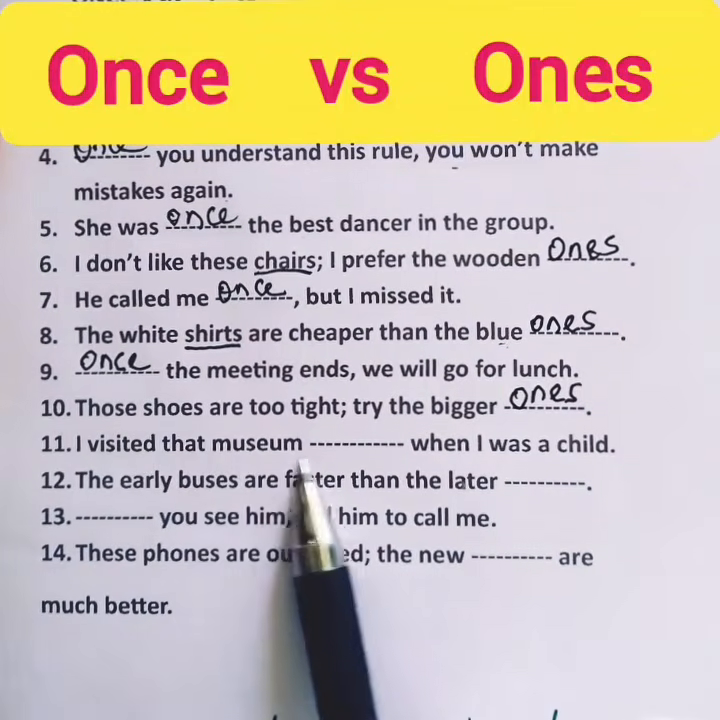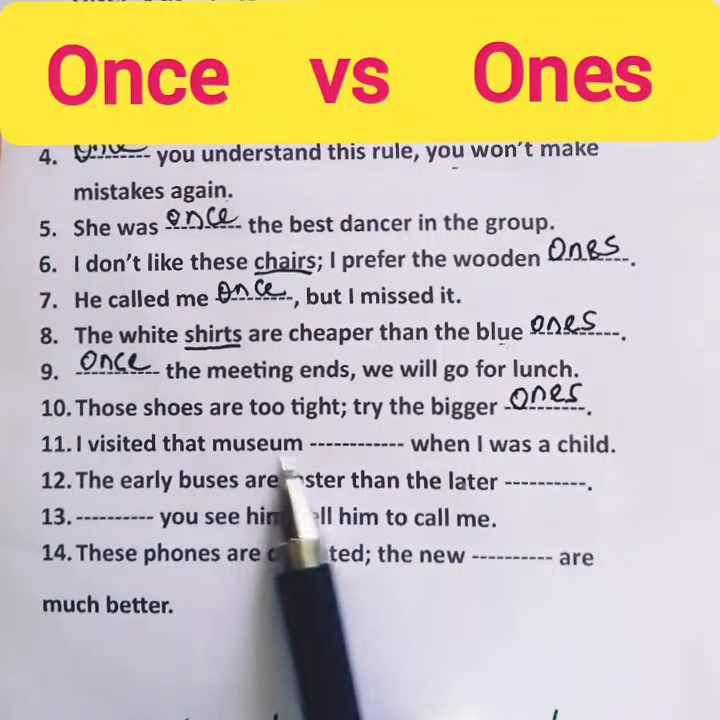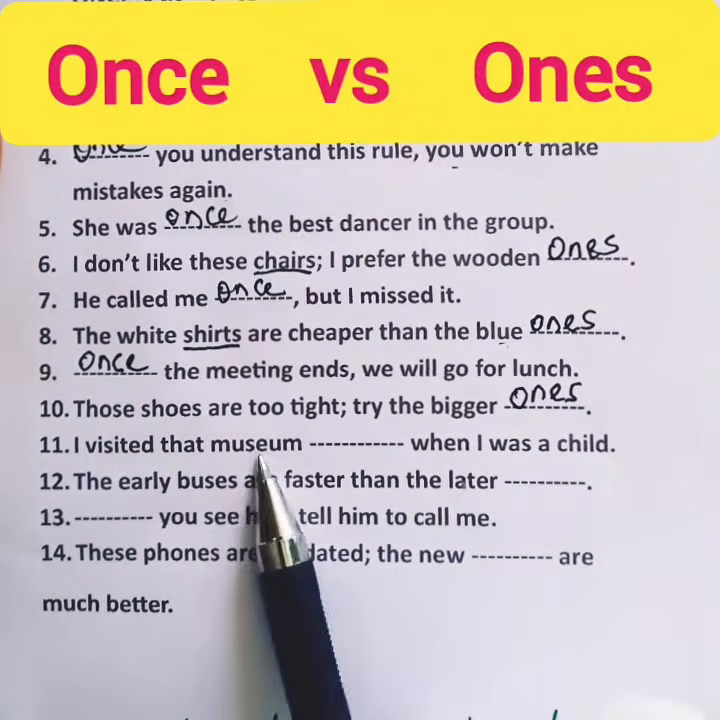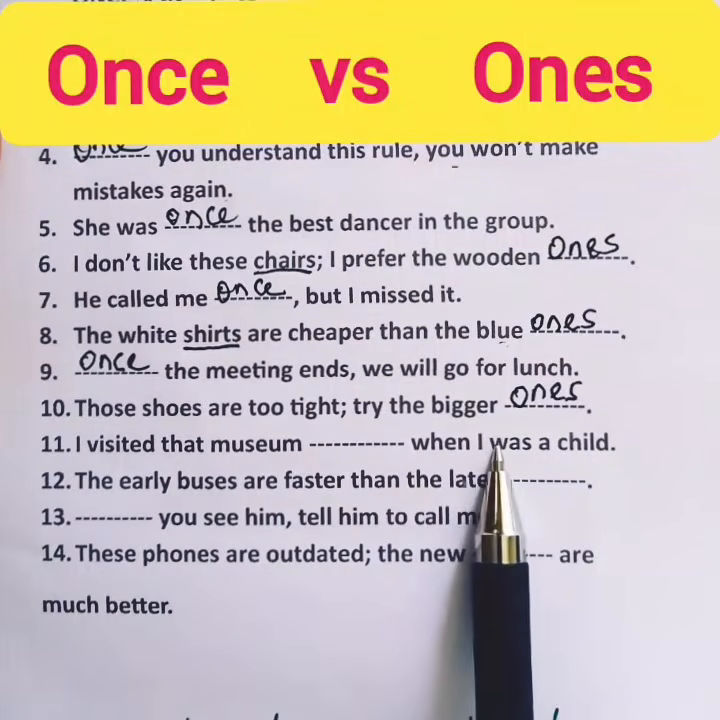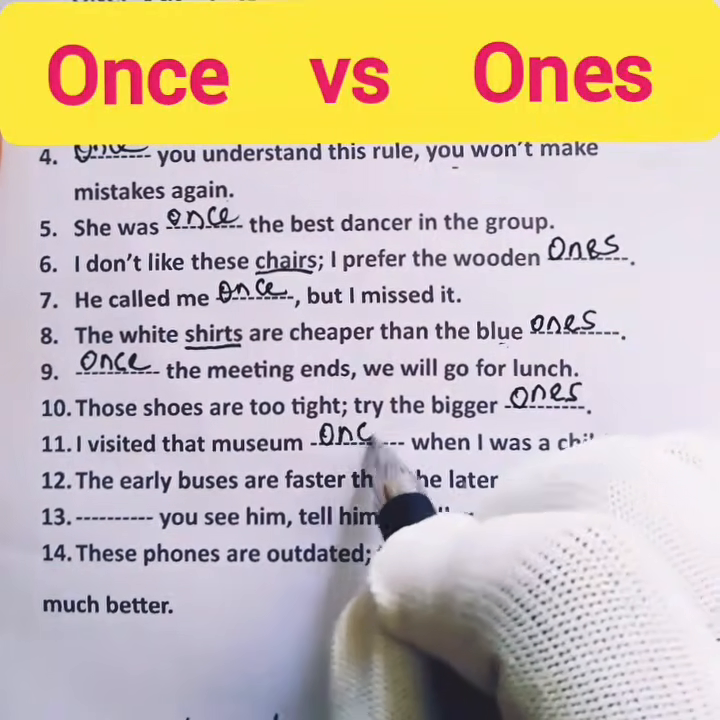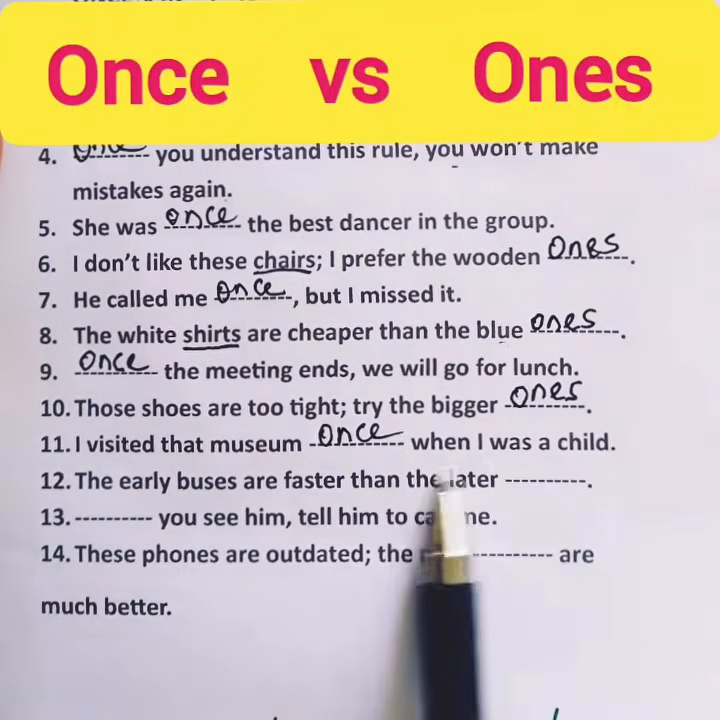11. I visited that museum blank when I was a child. The sentence is talking about the number of times that I visited the museum. So which of the ones do we use to talk about number of times? The one with the letter C. I visited that museum once when I was a child.